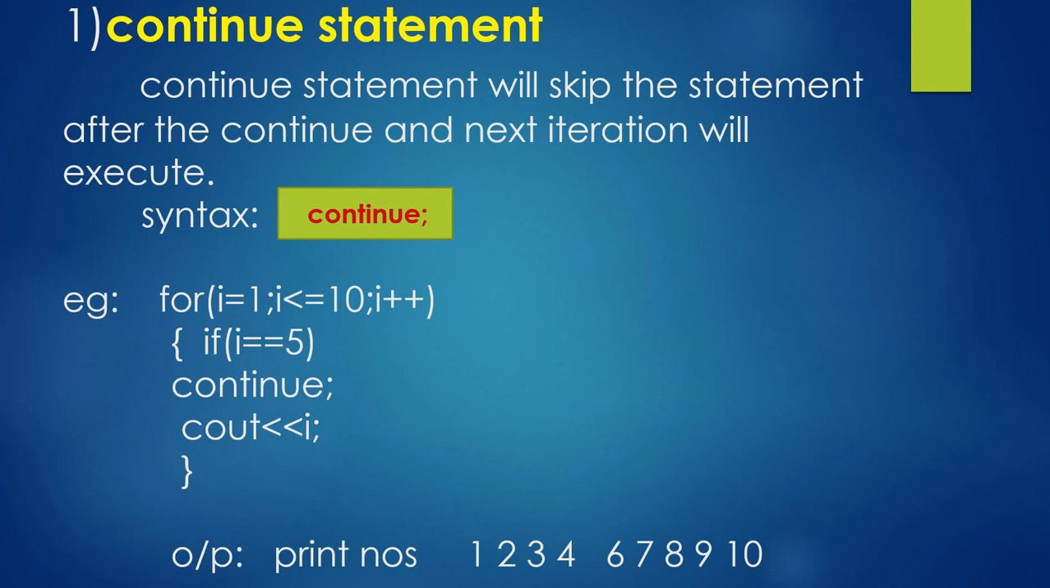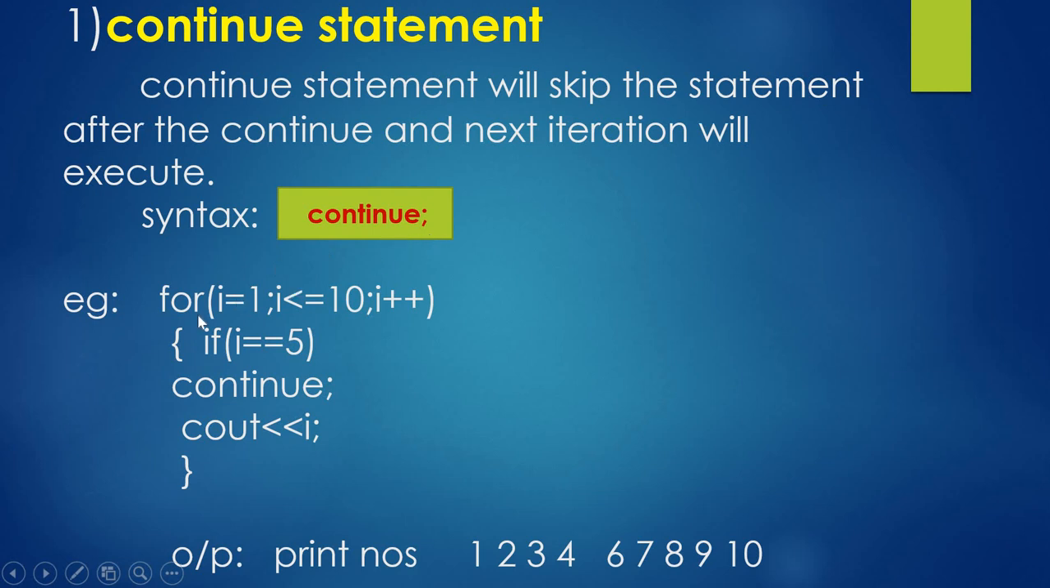Break means when it reaches that condition, it exits from the loop. It is not continuing. But in the continue statement, the statement after the continue will be skipped. Then again it will continue that iteration. The syntax is continue, then a semicolon, in small letters.